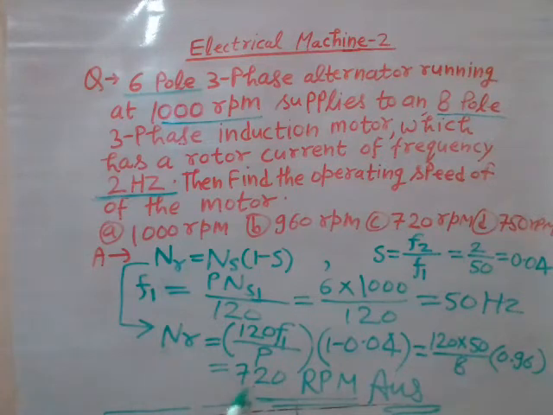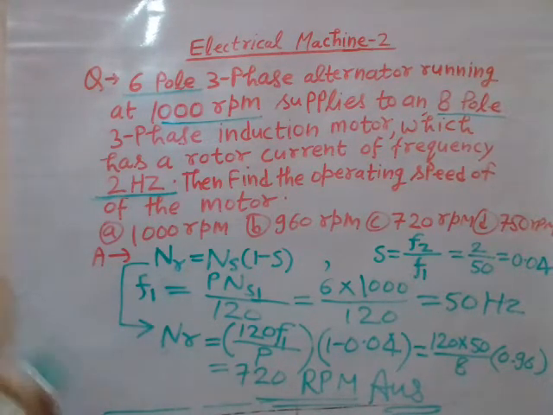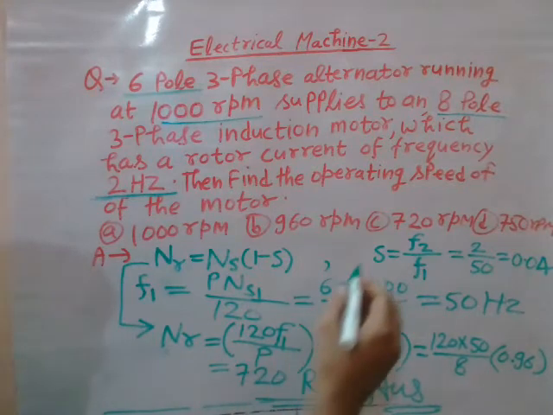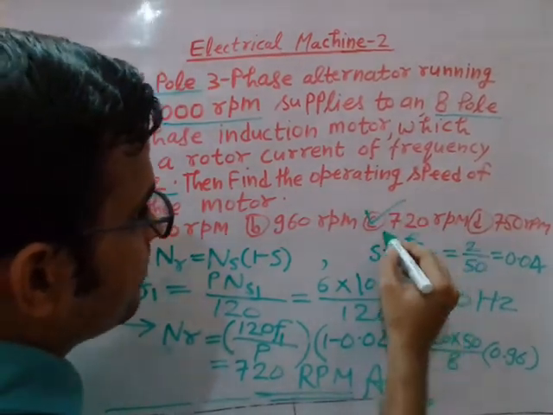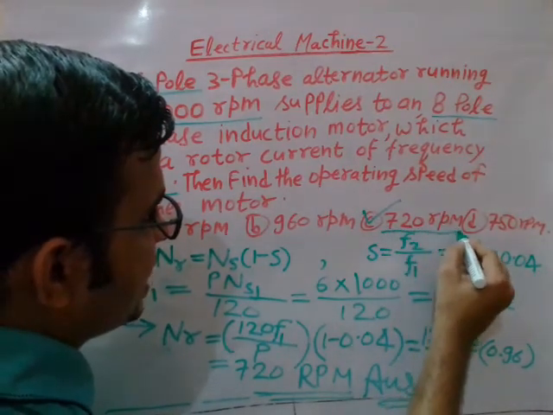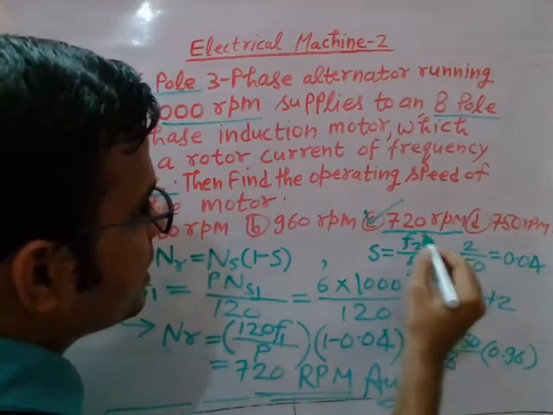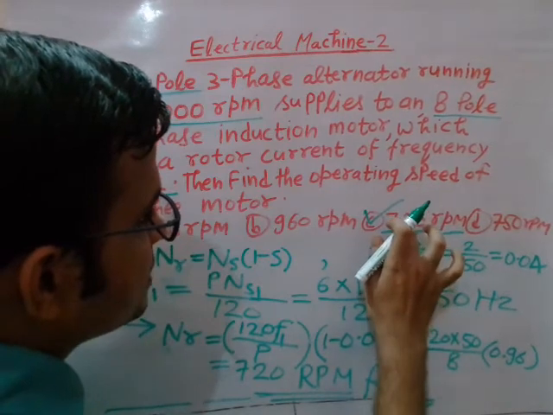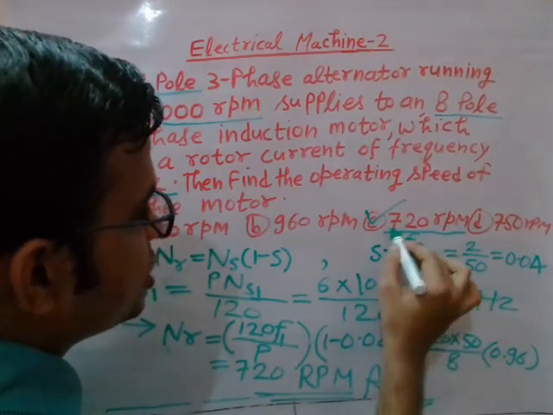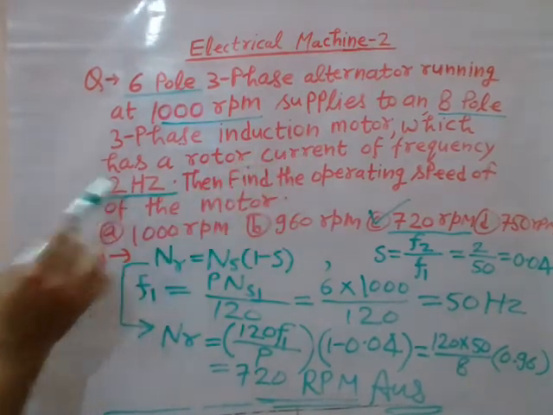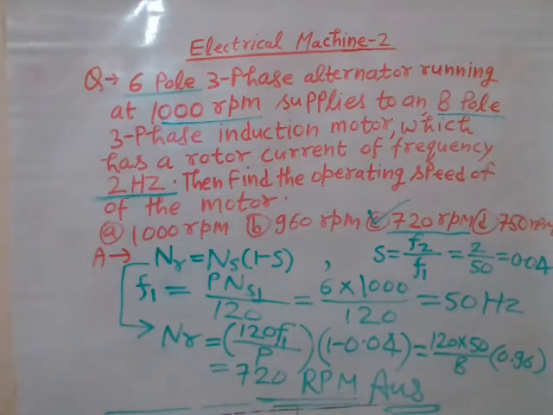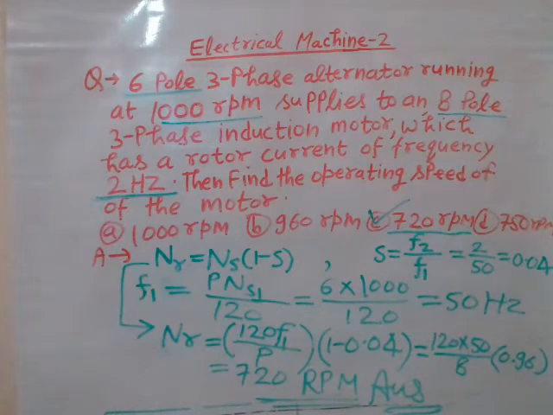So 720 is the operating speed you have calculated now. Which option is correct? 720? Option C is correct. So option C is correct, 720 rpm. This is the correct option. With this speed, 720 rpm, your induction motor is operating for the given data. So you understand the approach, right?